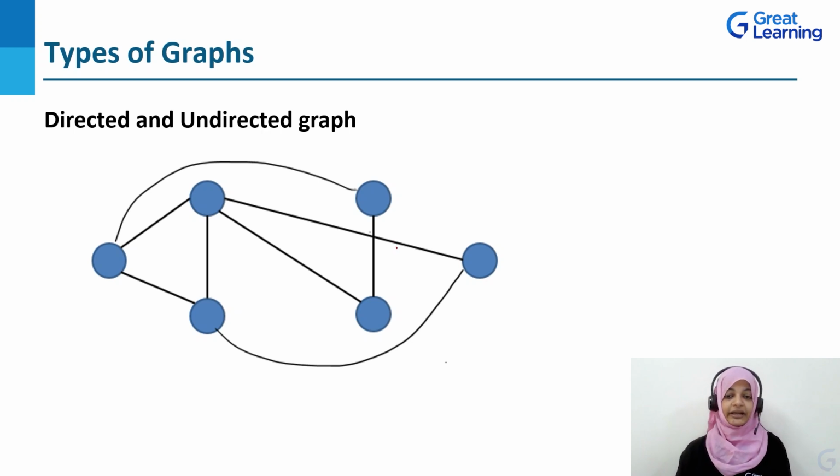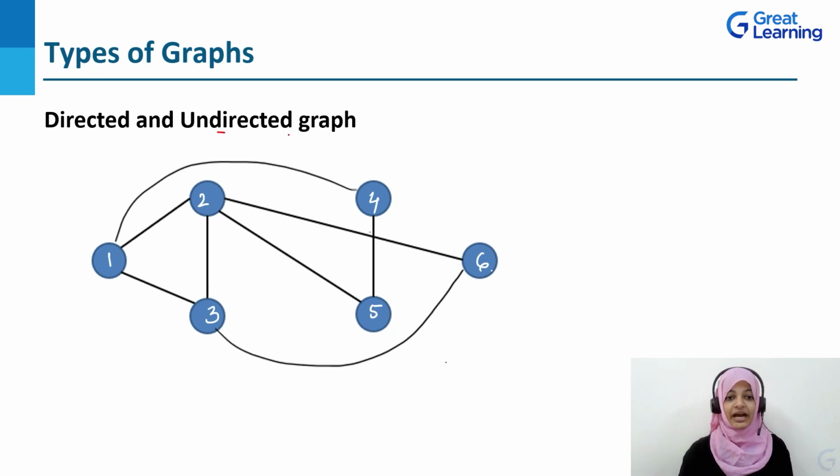Next, let us look at directed and undirected graphs. First, let us look at an undirected graph. If this is our graph under consideration, we would say that it is undirected in nature. Let us quickly number the vertices so that we are better able to understand. As you can see here, we've got our vertices now numbered.